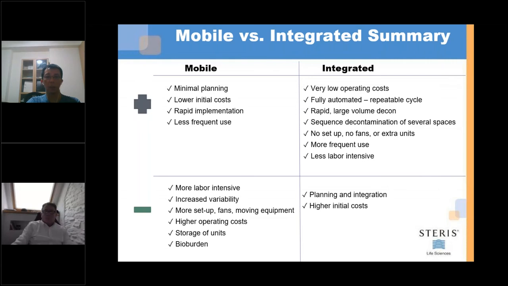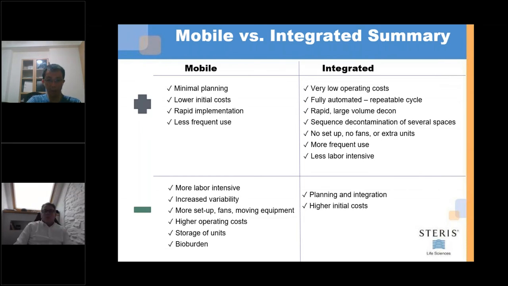The mobile version has really little planning involved. Like I say, it's budget friendly. You can use it quickly and ad hoc. The minus side is that it's labor intensive. For example, you need an operator to go down and operate the machine. If it's in a higher grade clean room, the person needs to gown up and go inside. If it breaks down, the person needs to go in and troubleshoot it. You just cannot afford to leave it alone on its own.